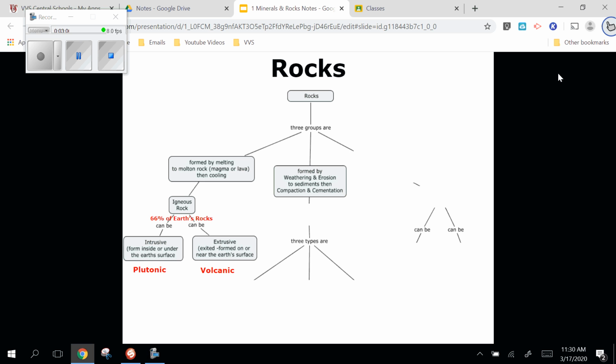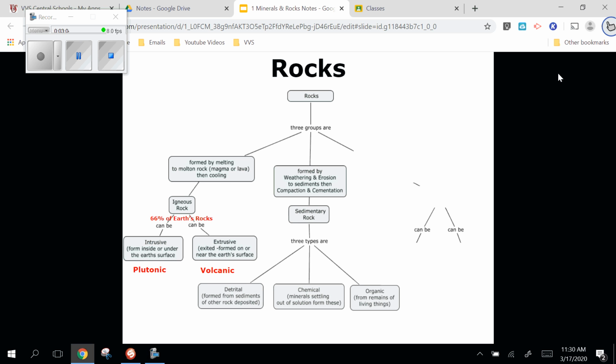Weathering and erosion, sediments, compaction, sedimentation. These are sedimentary. We've got three types. We have detrital, also known as clastic. We have chemical, also known as crystalline. And organic, which is bioclastic. And these make up about 8% of all the rocks on the planet. These are surface rocks. Okay?